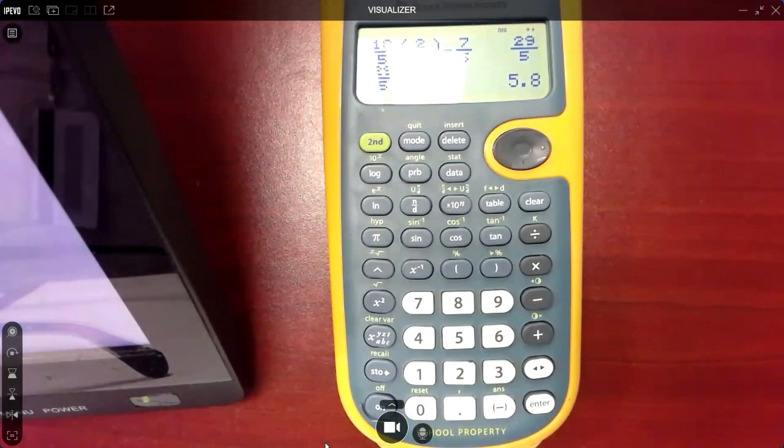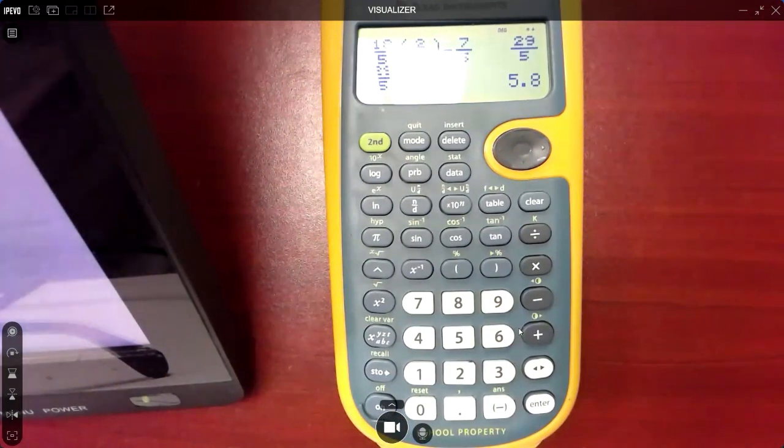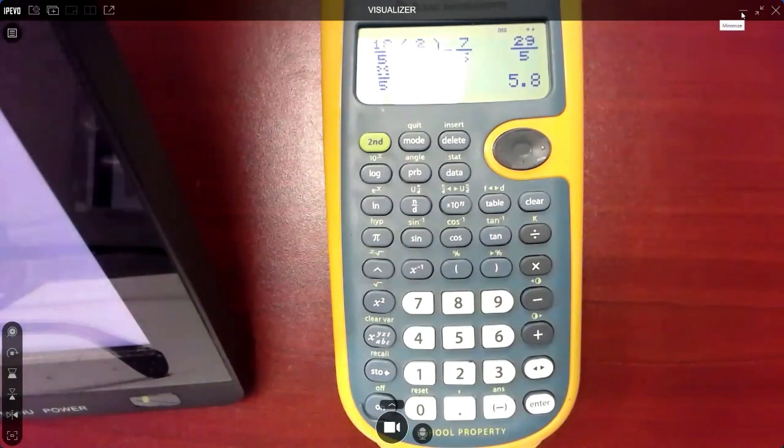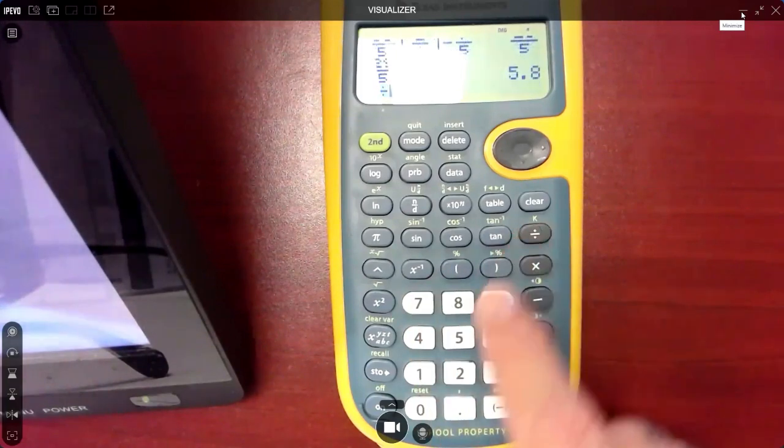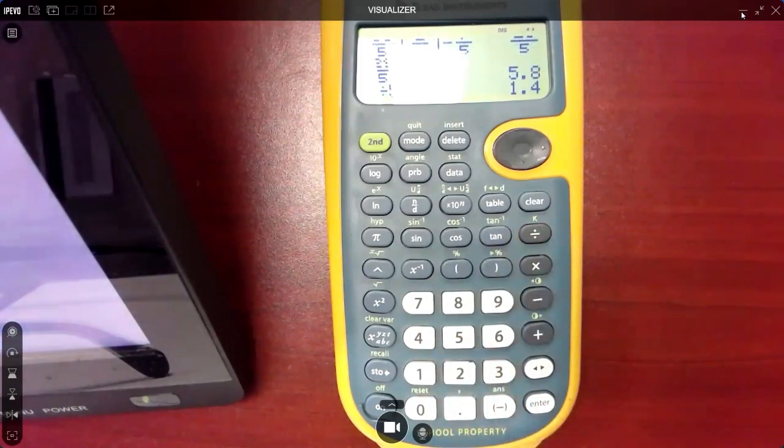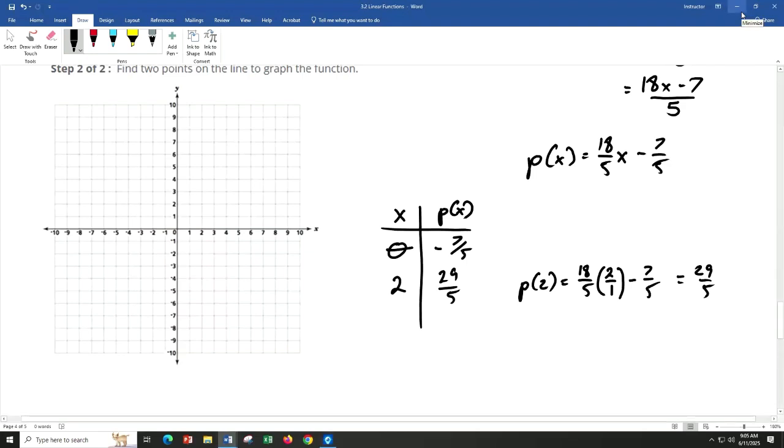Now, could you figure that out on your own? You just do 29 divided by 5 in your calculator, obviously, but that kind of saves you a little bit of time. While I'm at it, I might as well figure out 7 divided by 5. I know it's a negative, but that's gonna be 1.4. So notice I actually have some values here: negative 1.4, and I also have 5.8. So I'm gonna go to 0, negative 1.4.